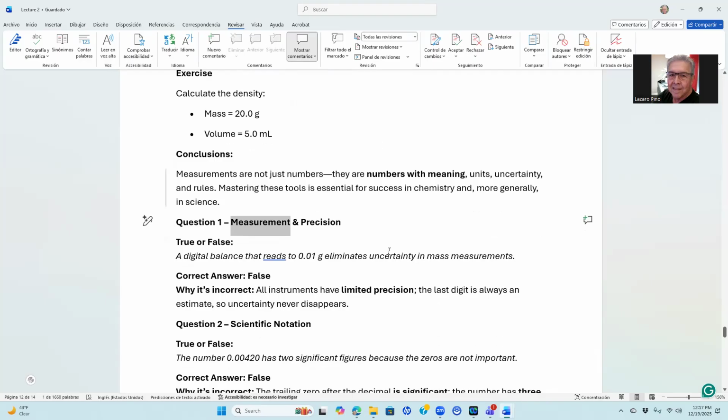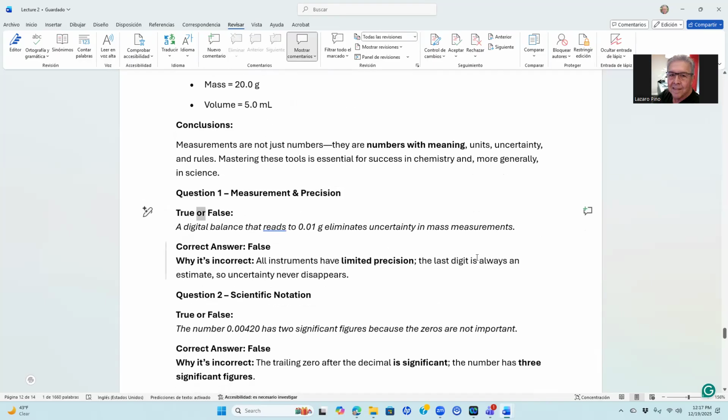Question 1. Measurement and precision. True or false, a digital balance that reads to 0.01 g eliminates uncertainty in mass measurements. Correct answer: False. Why it's incorrect: all instruments have limited precision. The last digit is always an estimate, so uncertainty never disappears.